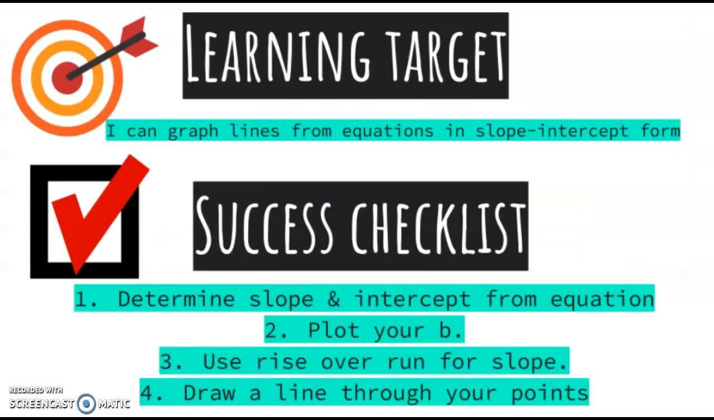Our learning target for today is to graph lines from equations that are in slope-intercept form. Remember, that's when it looks like y equals mx plus b. Our checklist, the way we're going to achieve that, is to first determine what the slope and the intercept are from the equation. Our next step is to plot our b, plot the intercept. We're going to use rise over run for our slope, and then we're going to draw a line through our 2 points.